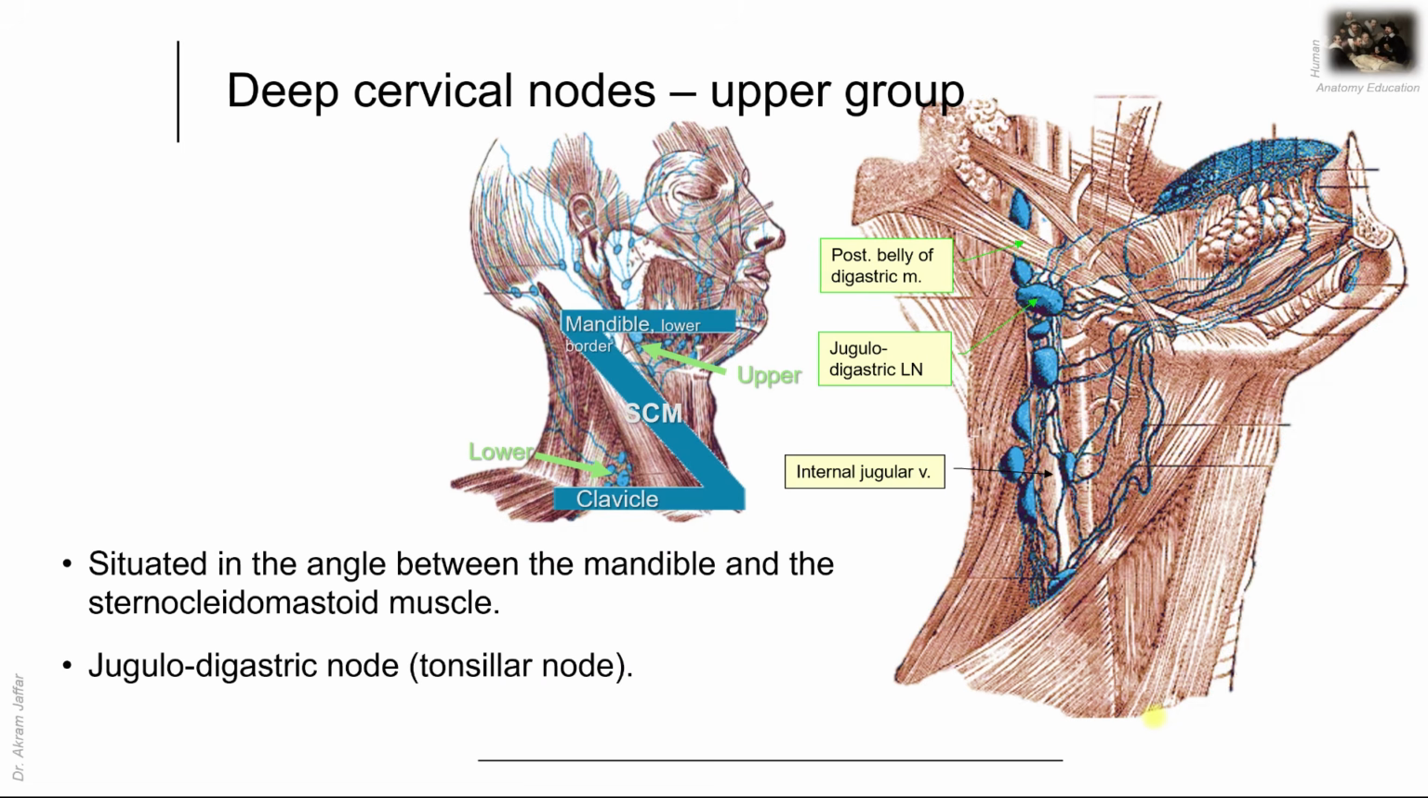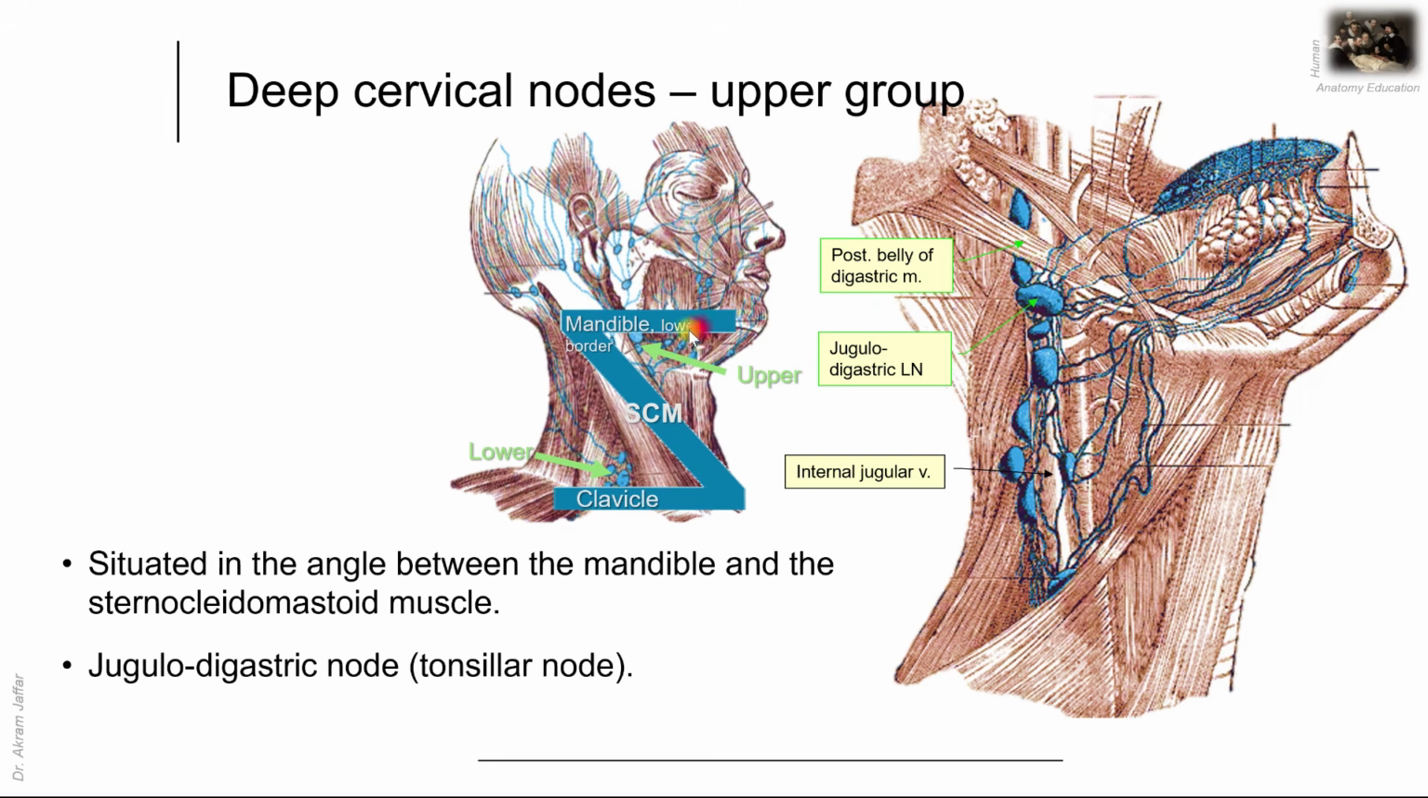Now let's deal with the deep cervical lymph nodes. The deep cervical lymph nodes are subdivided into an upper and a lower group. Look at this. This is the internal jugular vein. This is the common carotid artery, and lateral to it is the internal jugular vein. And these deep cervical lymph nodes are located along the deep vein, the internal jugular vein, and they are in an upper group and a lower group. Let's start with the upper group of deep cervical lymph nodes.